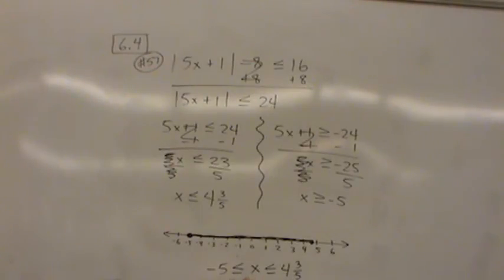So x is the region, that's what this is saying, is that x is the region between this small number and this larger number. And that's how you do that one. It's a little bit more technical than the others.